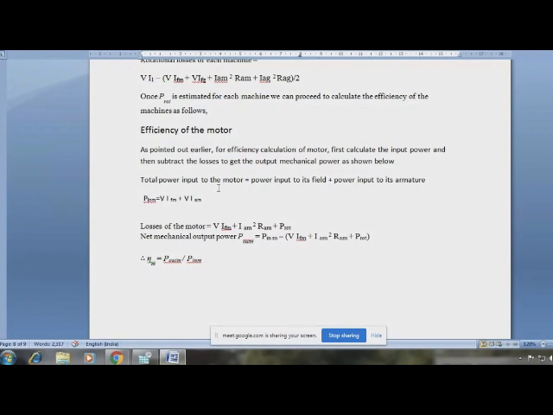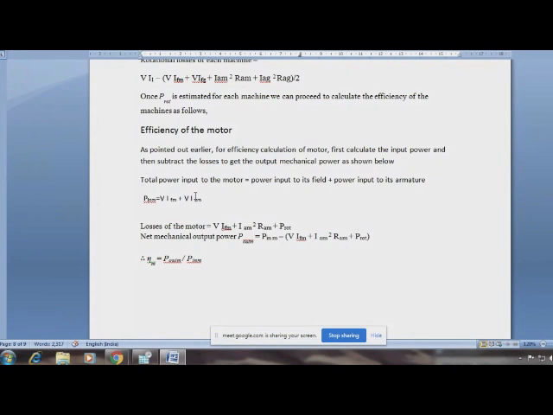Total power input to the motor is power input to the field plus power input to armature. Is it clear? Because we have essentially two parts. One goes as input to the field, the other goes as input to armature. Therefore, it is nothing but V into IFM plus V into IAM, where IFM is the field current of the motor, IAM is the armature current of the motor. Is it fine?